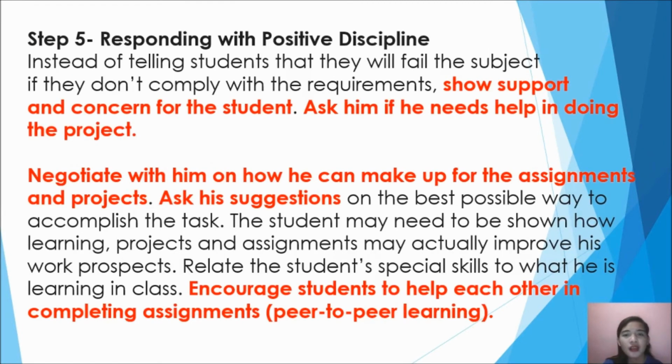And then the positive discipline approach, step 5, we are going to show support and concern for our students. Ask them if they need help in doing the project. We can also negotiate with him on how he can make up for the assignments and projects. Ask his suggestions or opinions, and encourage students to help each other in completing assignments or projects.